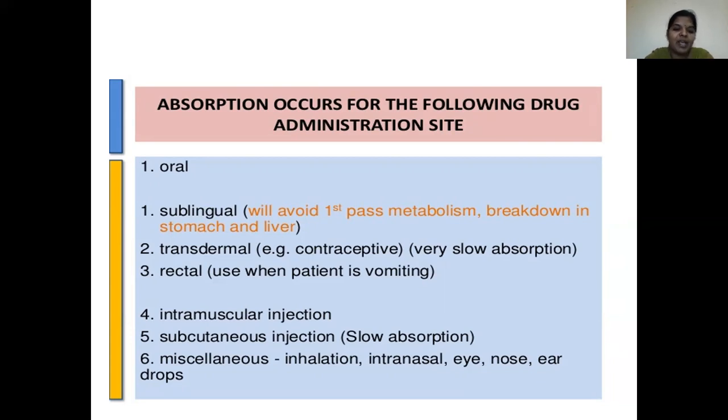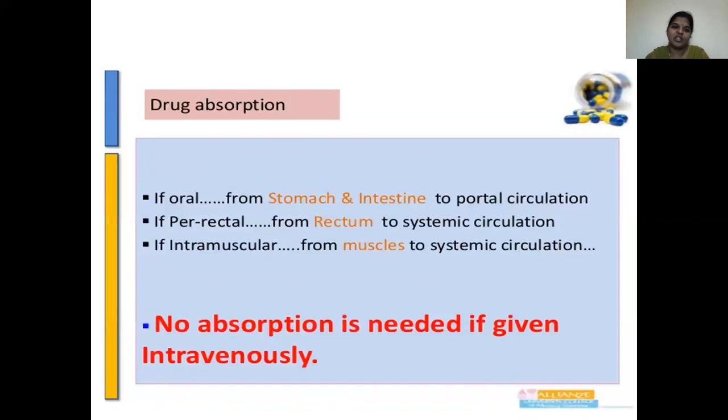And then miscellaneous absorption occurs from which routes? Inhalations. Okay, intranasal, the dosage form which you insert into the nasal route through the mucosa. Then eye, nose, ear drops. Okay, these are the exceptional or miscellaneous routes of absorption from the drug administration site.